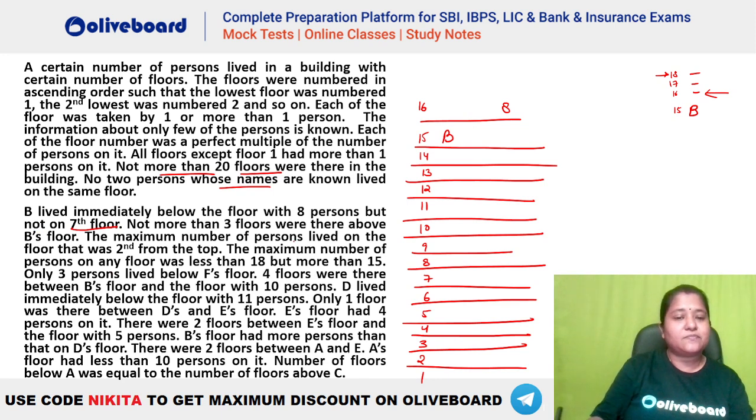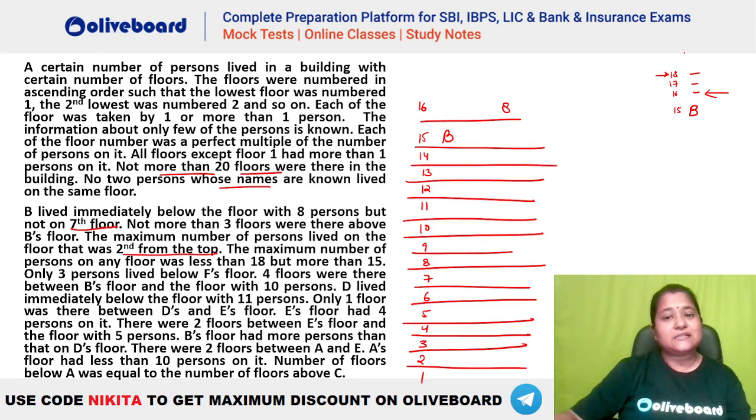The maximum number of persons lived on the floor that was second from the top. Okay, so that means the floor which is having the maximum number of persons should be the one which is second from the top. So let's say if B's floor is second from the top, that is 16th floor is the topmost floor, that means B should have the maximum number of persons living on this floor, right? Similarly, there can be another possibility that we have 17 in here and the 16th floor has 8 persons and 8 persons is the maximum value. That is also a possibility.